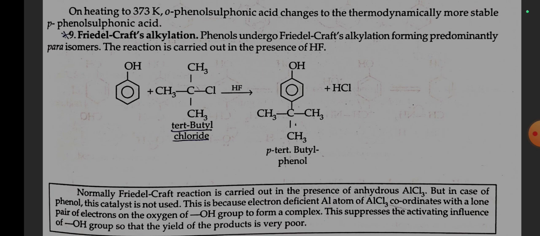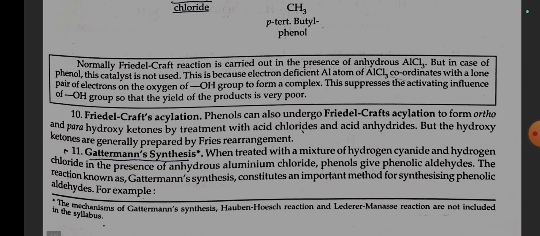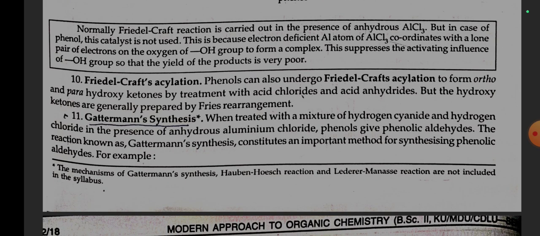9. Friedel-Crafts alkylation. Phenols undergo Friedel-Crafts alkylation forming predominantly para isomers. The reaction is carried out in the presence of HF. Normally, the Friedel-Crafts reaction is carried out in the presence of anhydrous AlCl3, but in the case of phenol, this catalyst is not used. This is because the electron deficient Al atom of AlCl3 coordinates with a lone pair of electrons on oxygen of the OH group to form a complex. This suppresses the activating influence of the OH group, so that the yield of the product is very poor.